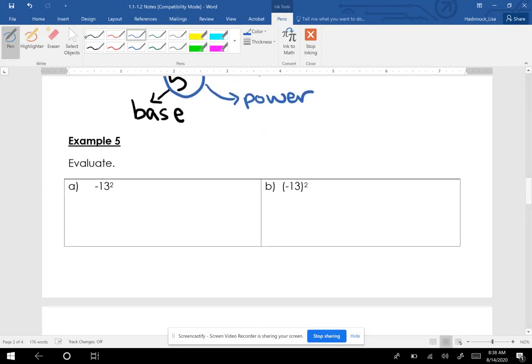In example 5, we're going to evaluate these exponents. So there is a difference in answers between A and B. Notice part A does not have parentheses around the negative 13. Part B does. So when there's no parentheses, that means that squared only affects the 13. It does not affect the negative in front. So when there's no parentheses around a negative number like this, your answer will be negative. So your answer is negative 169. Here, the parentheses indicate that we are squaring negative 13. So it's negative 13 times negative 13, which in turn becomes a positive 116.